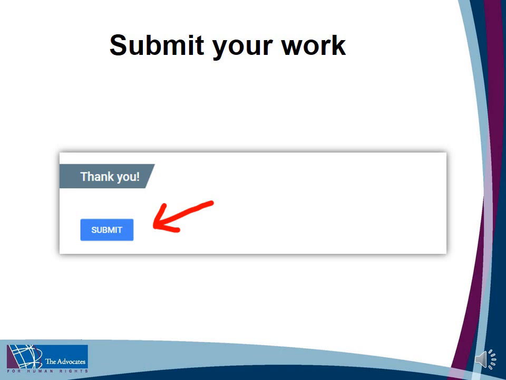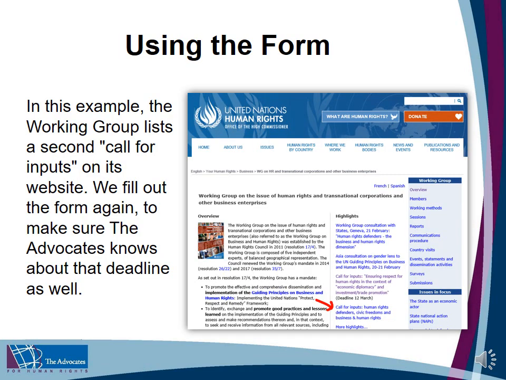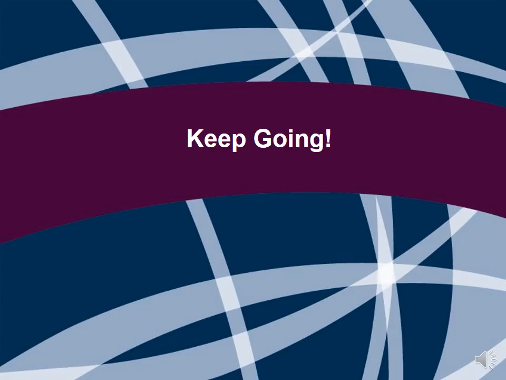So hopefully this has helped clear up some questions or concerns you might have had and made you feel a little bit more comfortable working with the materials and doing this work with us. But remember, we found 2 opportunities in this example. What we would do next is fill out the form again to make sure that the advocate knows about the other deadline as well, following the same steps as we did for the first submission.